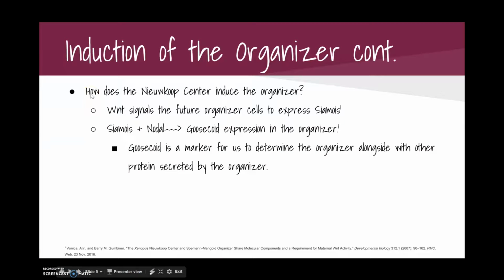How does the Nieuwkoop center induce the organizer? Well, the Wnt signaling pathway signals the future organizer cells to express Siamois. Siamois and nodal, which is expressed by the Nieuwkoop center, lead to goosecoid expression in the organizer. And goosecoid is a marker to determine the organizer, alongside other proteins secreted by the organizer.